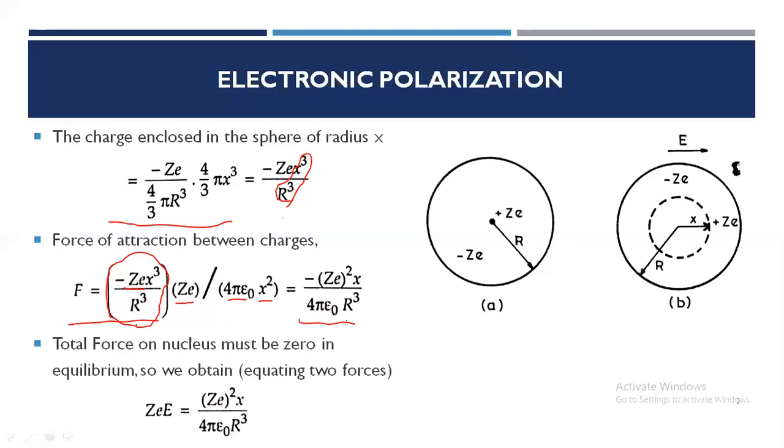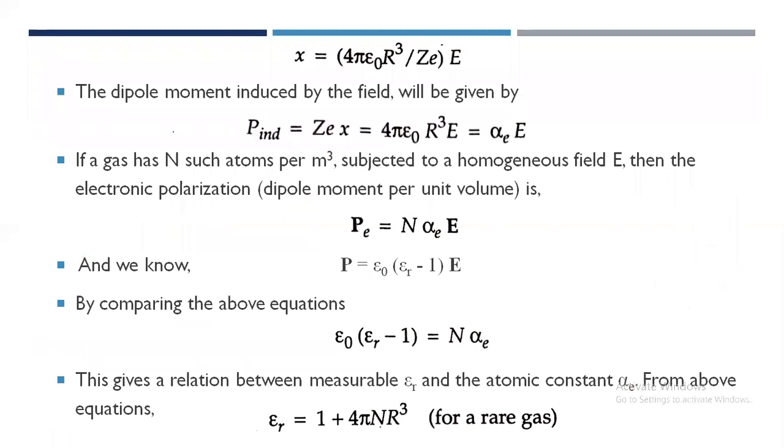The total force on the nucleus must be 0 in equilibrium. So we obtain, by equating the two forces, ZeE, which is the force due to the electric field, and the force due to Coulomb's law, that the value of x is equal to 4π epsilon 0 R³ divided by Ze into E.